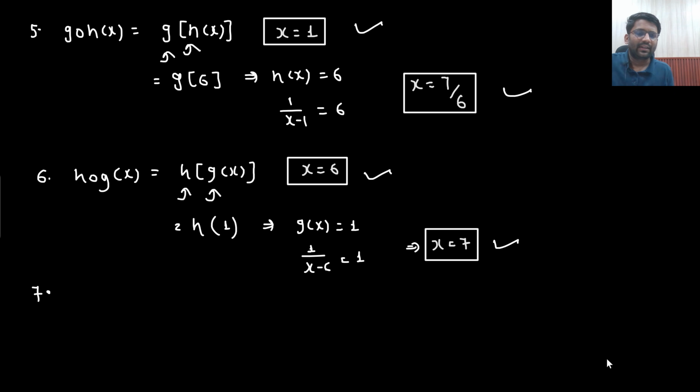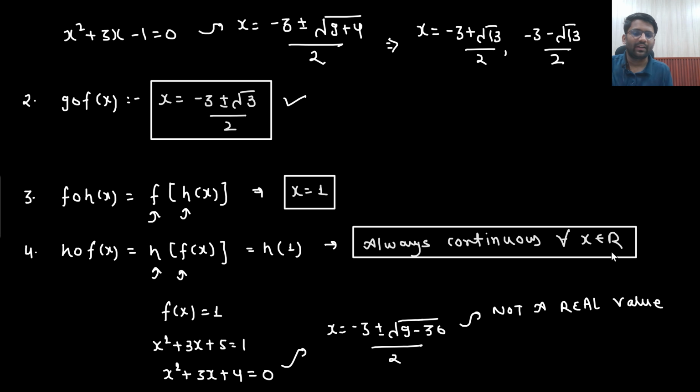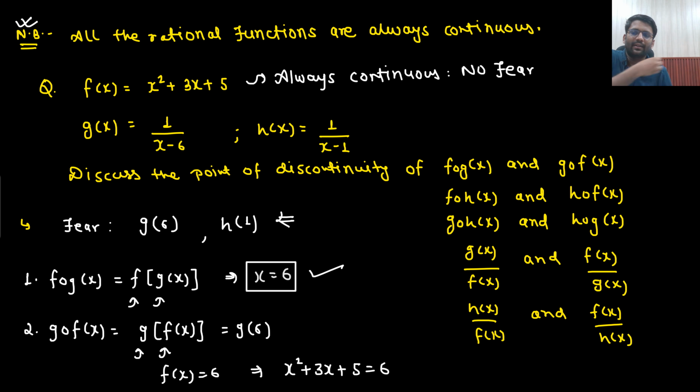So 6 and 7 are the points of discontinuity. Here 1 and 7 by 6 are the points of discontinuity. Here no discontinuity. Here x equals 1. Here x minus 3 plus minus under root 3 by 2. And then x equals 6 is the point of discontinuity.